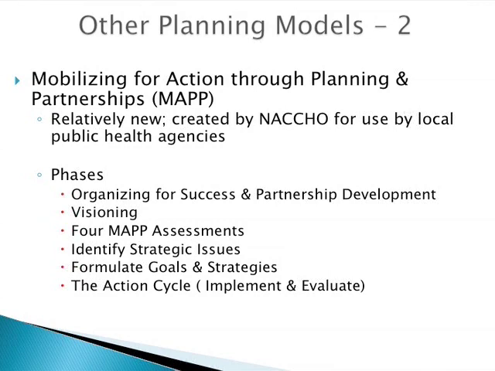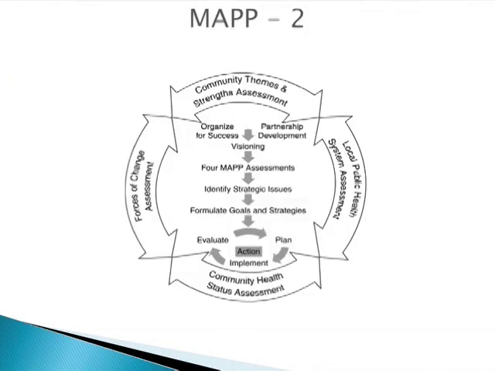Phase 3, the 4 MAP assessments, represents the defining characteristics of the MAP model. The 4 assessments include the Community Themes and Strengths Assessment, the Local Public Health System Assessment, the Community Health Status Assessment, and the Forces of Change Assessment. In Phase 4 of MAP, identifying strategic issues, a prioritized list of the most important issues facing the health of the community is developed. Phase 5, formulate goals and strategies, creates goals related to the vision and priority strategic issues. Phase 6, the action cycle, is similar to the implementation and evaluation phases in other planning models.